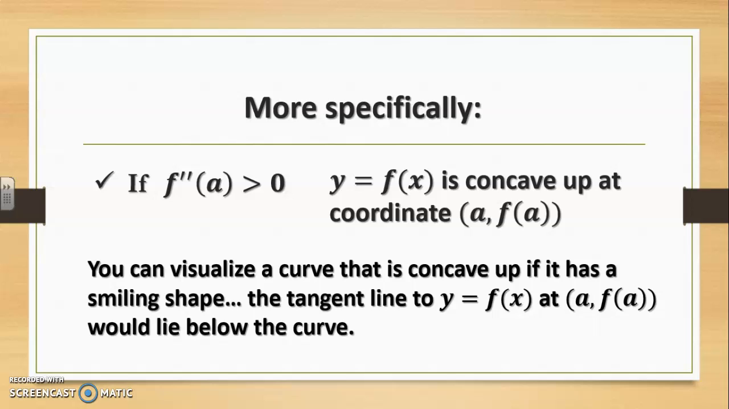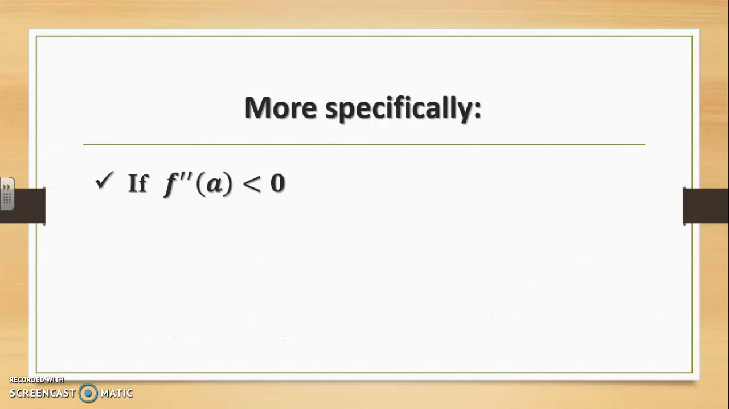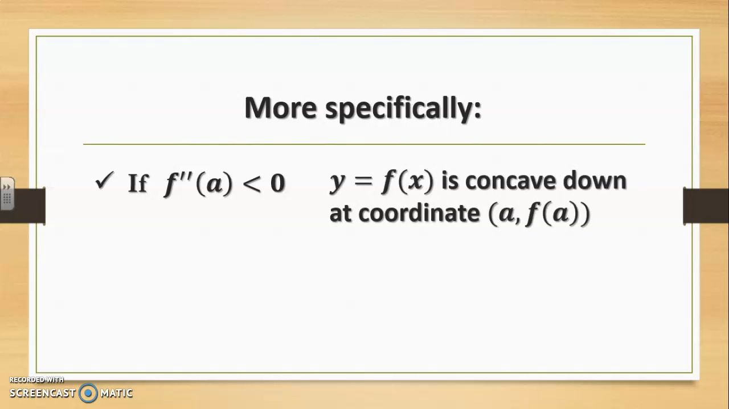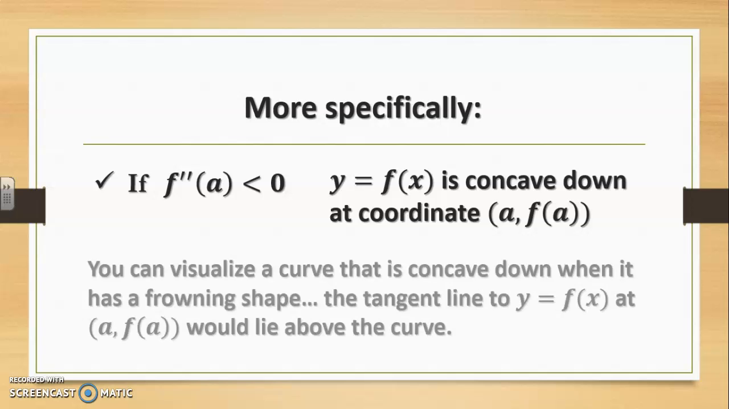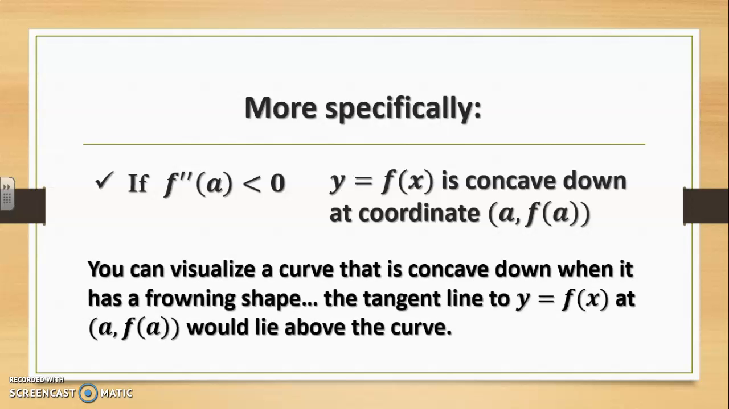You can visualize a curve that is concave up if it has a smiling shape. So the tangent line to the curve at point a, f of a would then lie below the curve. If the second order derivative is negative at point a, then the function will be deemed to be concave down at the coordinate point. We can visualize a curve that is concave down when it has a frowning shape. The tangent line to the curve at a, f of a would then lie above the curve.